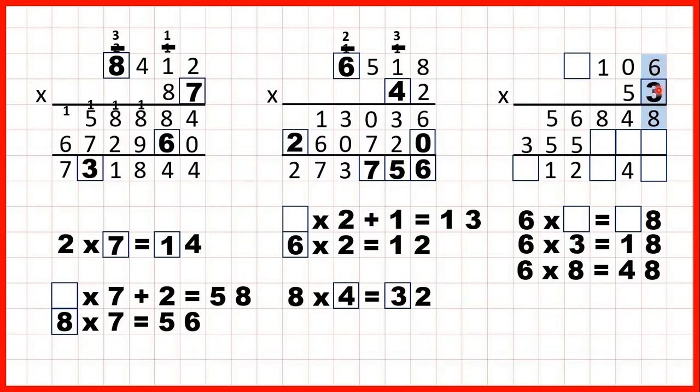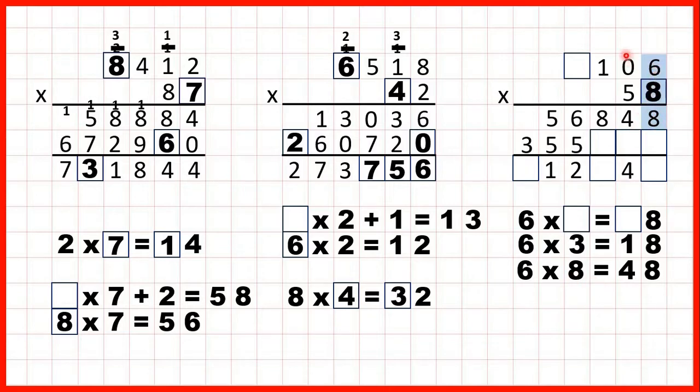If they did 6 times 3, that would have been 18, so 1, 8. But then the next calculation would have been to do 0 times 3, which is 0, and then add 1, which is 1. But we have a 4 in our answer line. So we know that they haven't done 6 times 3. Let's try 6 times 8.